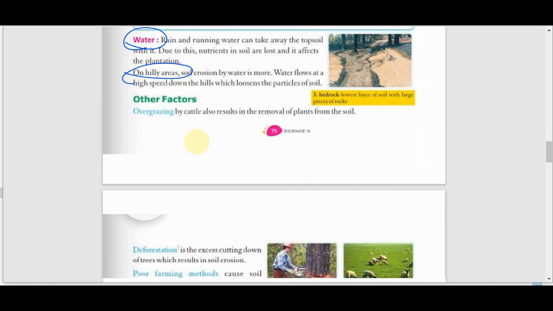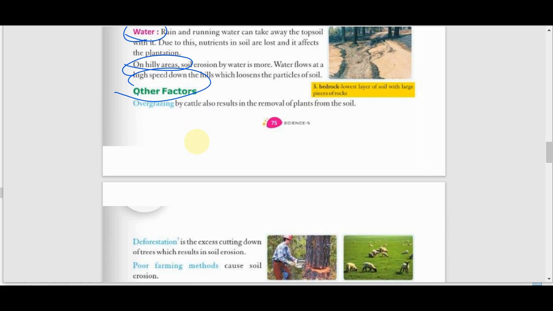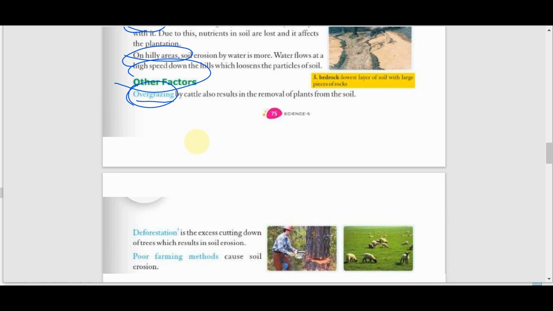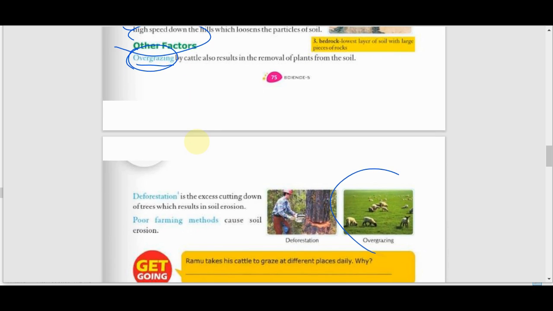Okay, now another factor you will see is overgrazing. What is the meaning of grazing? Grazing is when we allow our cattle to eat the plants from the field. So if you see, this is the picture of grazing. When we allow our cattle to feed from the same type of region or the same region, that is known as overgrazing.